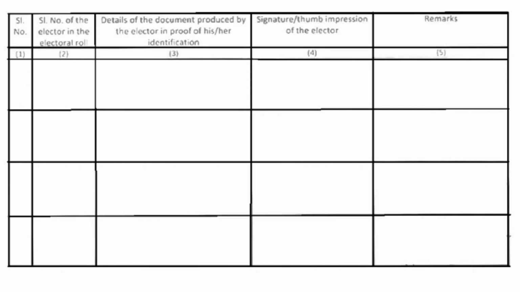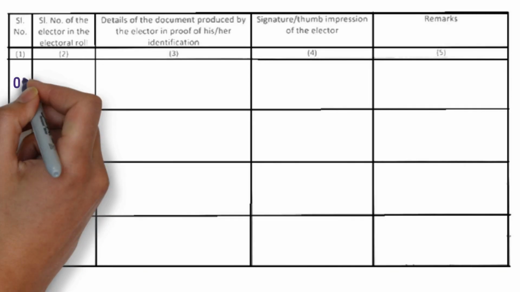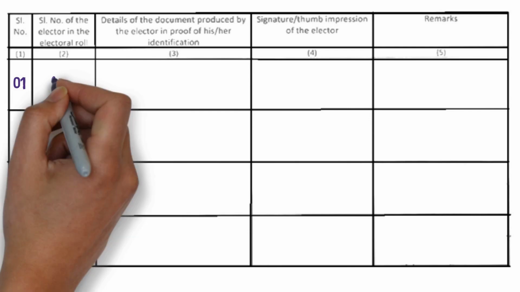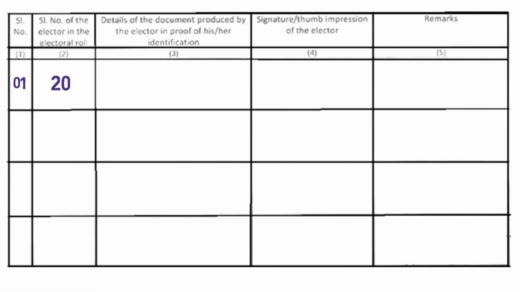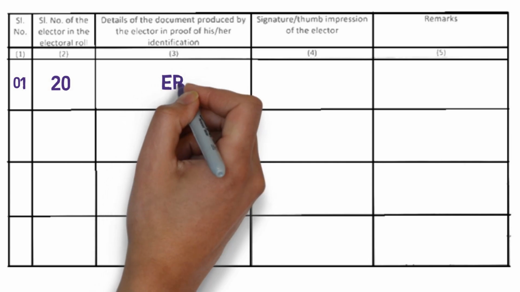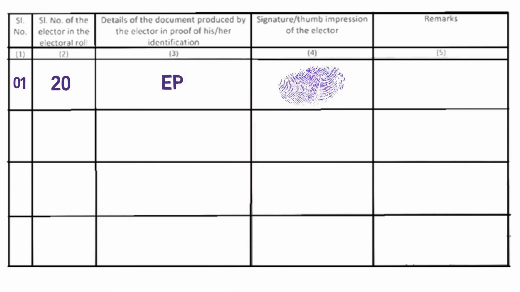In first column, serial number of Form 17A is filled. In second column, serial number as mentioned in marked copy is written. In third column, ID proof details are written. In case of Epic card, only EP may be written. In fourth column, left thumb impression or signature of elector are taken. Fifth column is the remarks column if any. This way entries are completed.